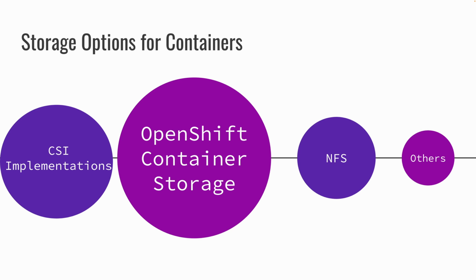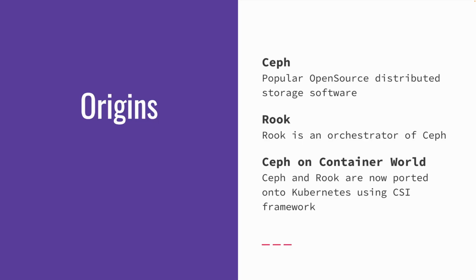Now let us have a quick look at Ceph. As I said earlier, I made a separate video on Ceph itself. Rook is the orchestrator of Ceph, and Ceph and Rook together use the CSI framework, as I mentioned earlier, and that is how the Ceph storage is made available to the containers in the Kubernetes or OpenShift environment.